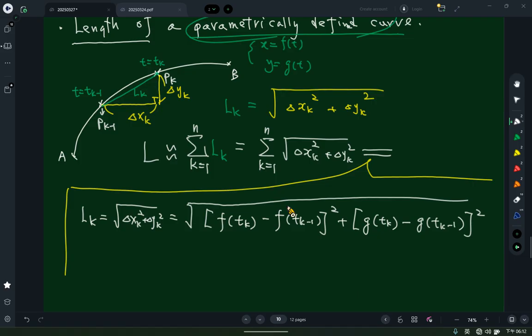Because t equal to t_{k-1} implies that the point here should be f of t_{k-1} comma g of t_{k-1}. For this point, it will be f of t_k comma g of t_k. Because we just use a parametric curve, of course we need to focus on these two parametric equations. So we just use this difference squared plus this difference squared.